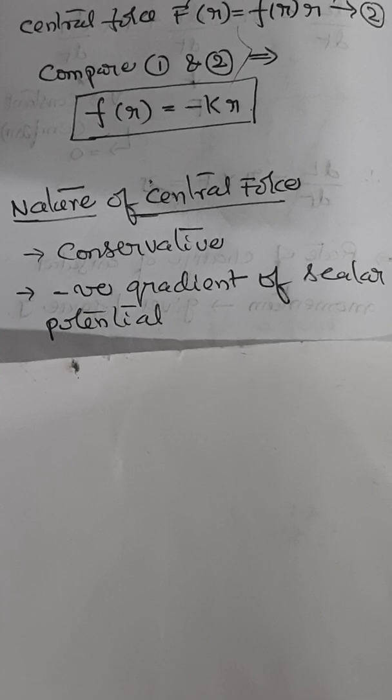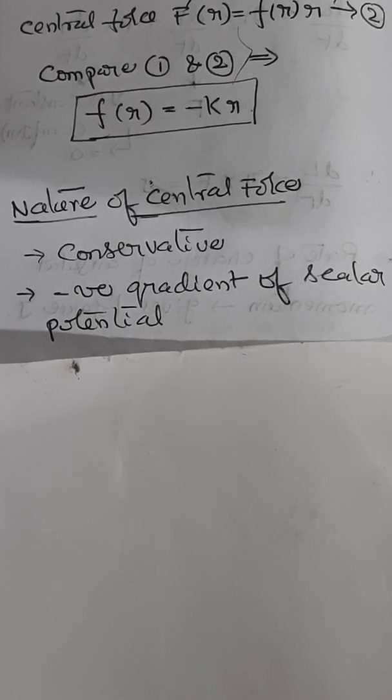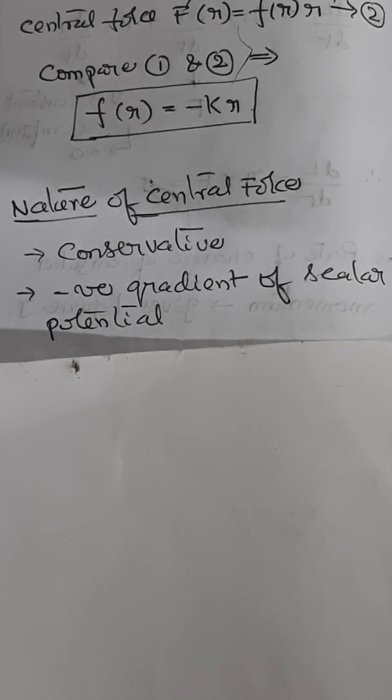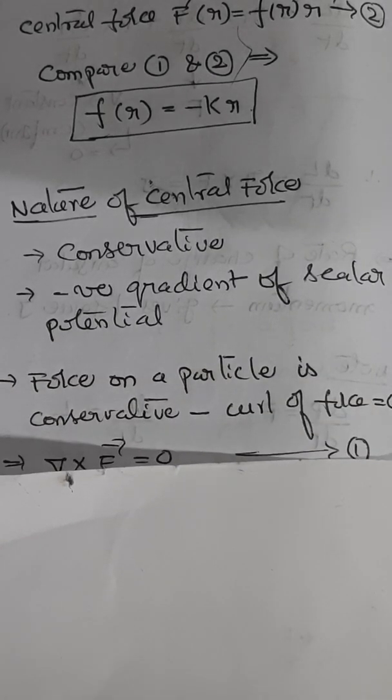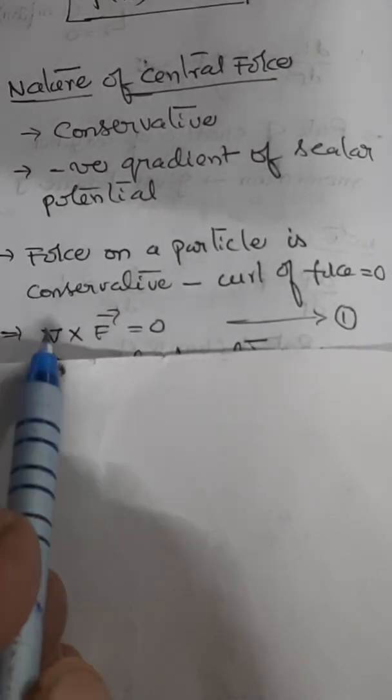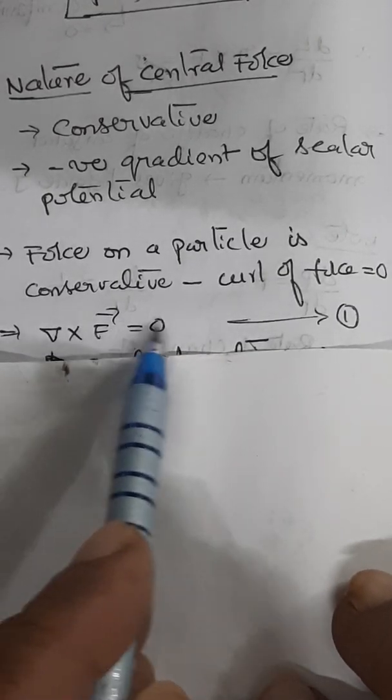For that we are considering a force F acting on a particle. So this force acting on the particle is a conservative force. Therefore the curl of the force should be 0, which we can represent like this. So the force on a particle is conservative, means the curl of the force should be 0. Curl is represented by the symbol del. So del cross F is equal to 0.